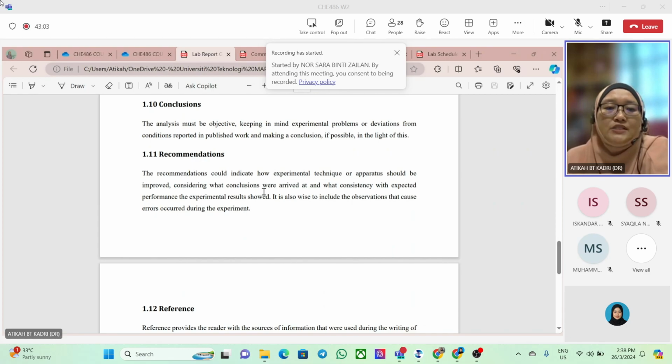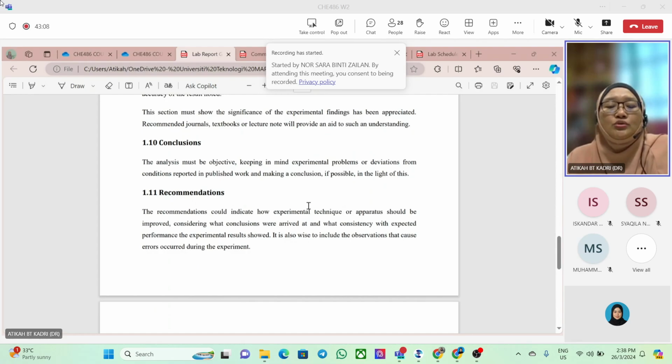As for recommendation, you should highlight your suggestions in terms of what needs to be done to improve the experiment, for example. Okay, and in the case that your results were not following the trend, you probably can suggest a recommendation in this section.